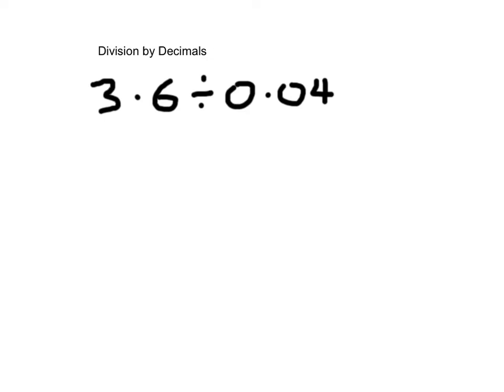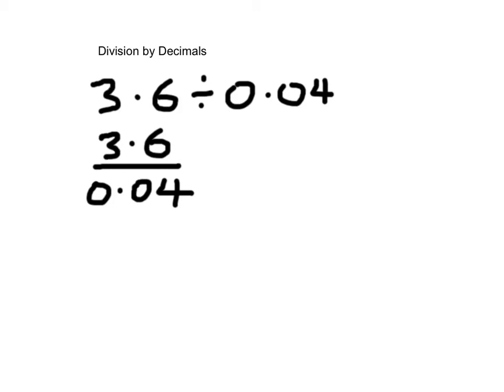In this example, we're going to look at how to divide by decimals, and there's a very specific way in which to do these questions. So, if we're doing 3.6 divided by 0.04, the very first thing to do is to write the question as a fraction. So I write 3.6 over 0.04. And remember, the line in a fraction means divide. So it's actually just the same question as before.